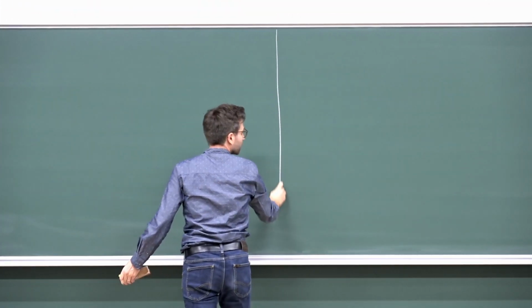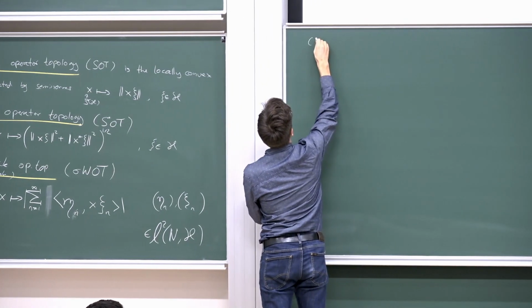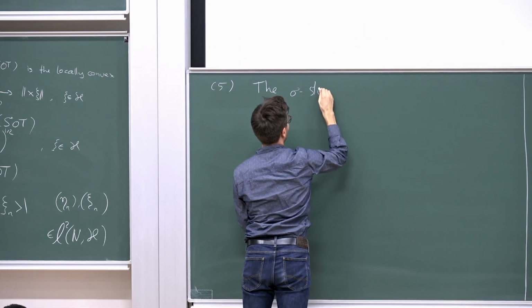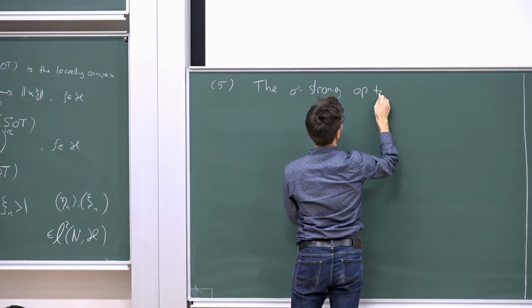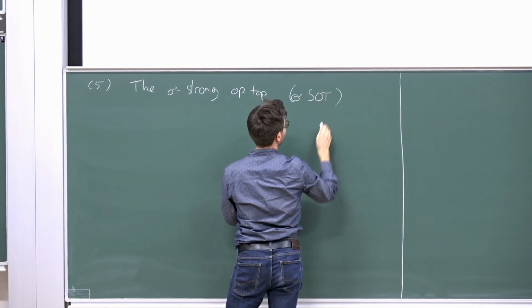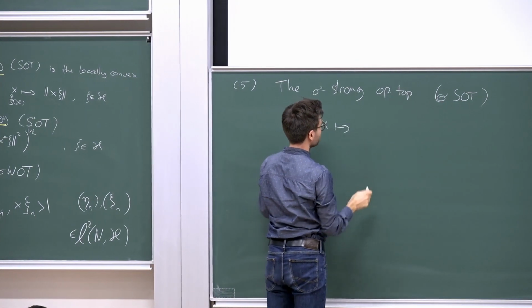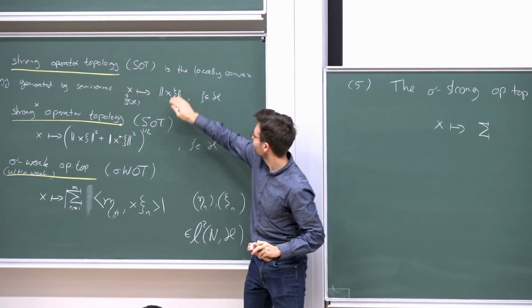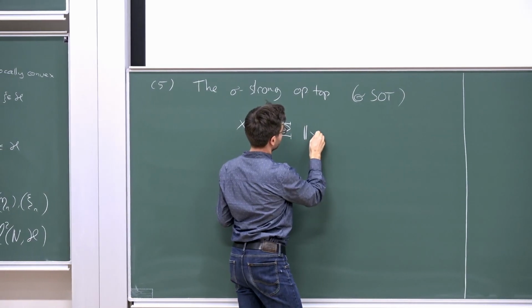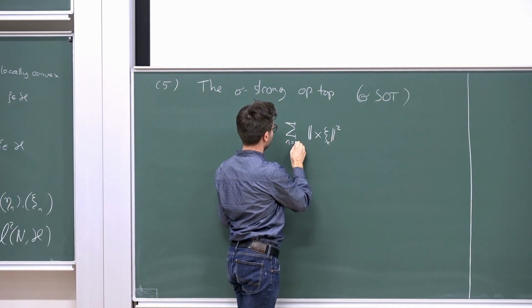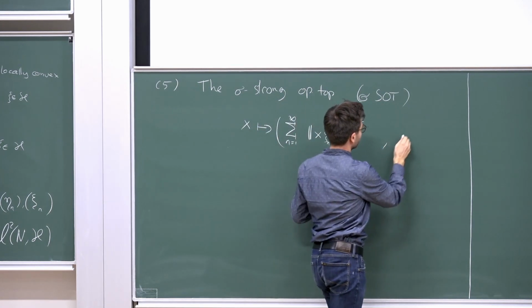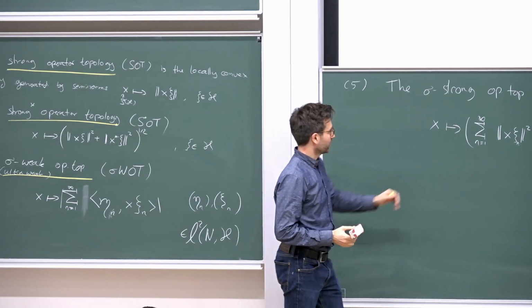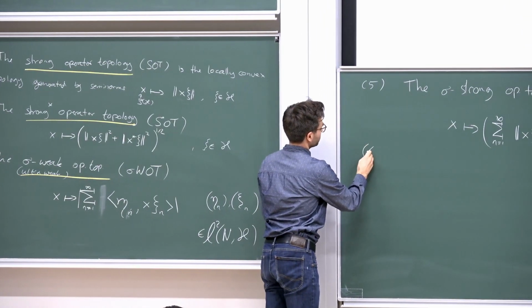So next, 4, 5. So the sigma strong operator topology is the one generated by a combination of this one and this one. So we have our X psi n, where this is in here. Okay, so I want this sequence to converge.